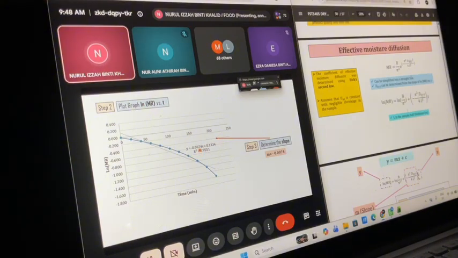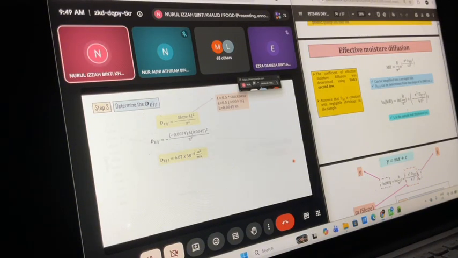From this equation, you will get the slope, which is negative 0.0074. You right click, you will get the equation, and then you get the slope. Then you calculate the effective diffusivity. You remember again, I mentioned L is actually half. So even though the question gave you 9 cm, you have to use half of the thickness. It is 0.0045.